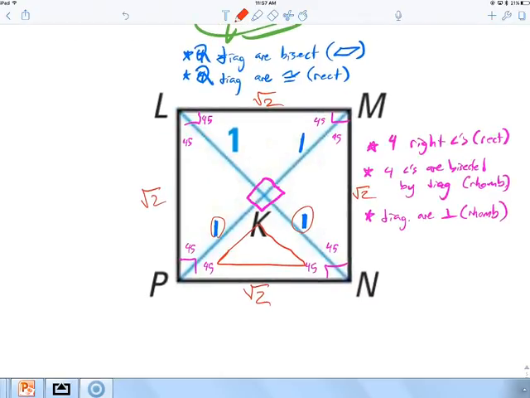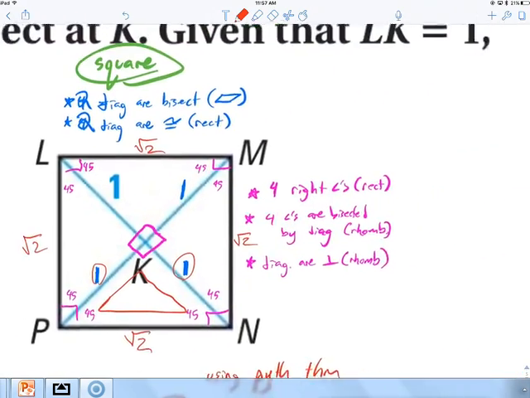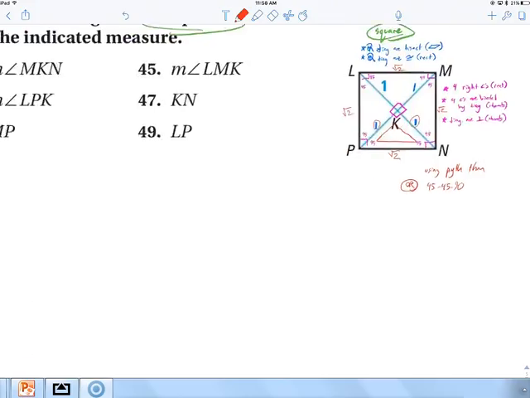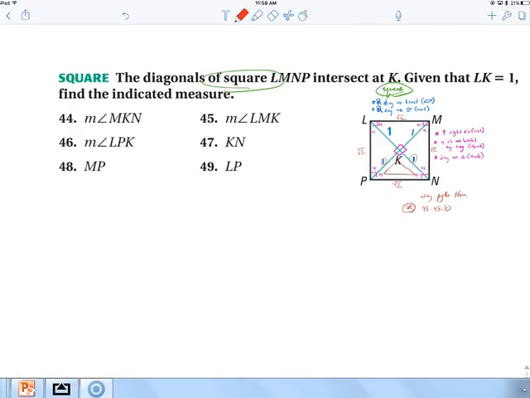So we get those outer sides by using Pythagorean theorem, or we remember 45, 45, 90 triangles, either one. And so that would answer all these questions, 45, 47, 49, that you have on your homework today. Okay, so that's just kind of playing with it. What I'm going to do really quick is jump over to IXL and do some practice on these.